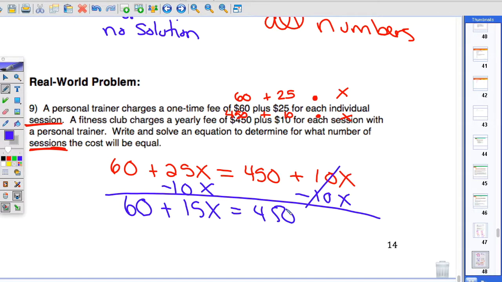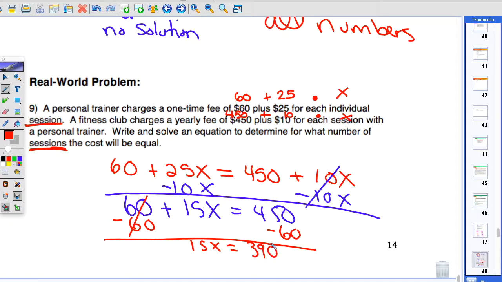Now we're down to a two-step equation. We're going to subtract 60 from both sides. The 60 cancels out. We're left with 15x is equal to 390. Divide both sides by 15. And we're left with x is equal to 26 sessions. So this means that for the cost of both the personal trainer and the fitness club to be the same amount, they have to go to 26 sessions.